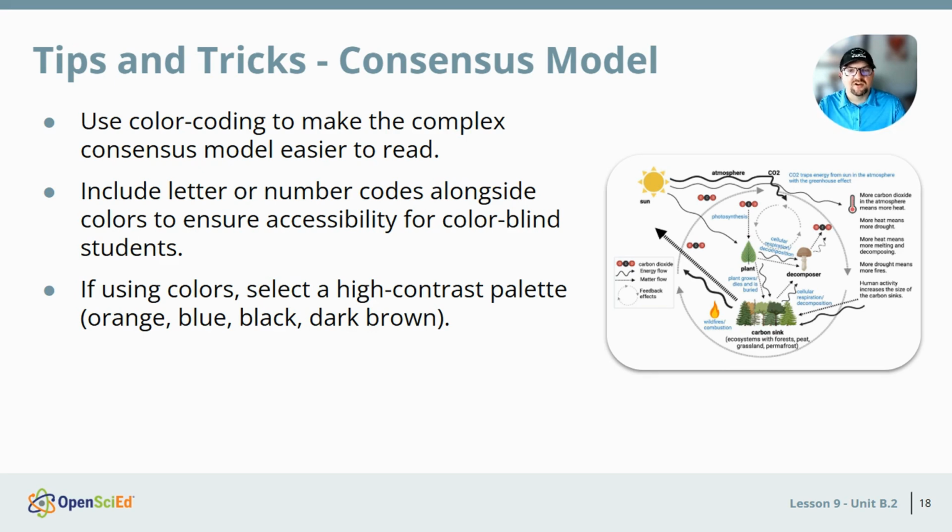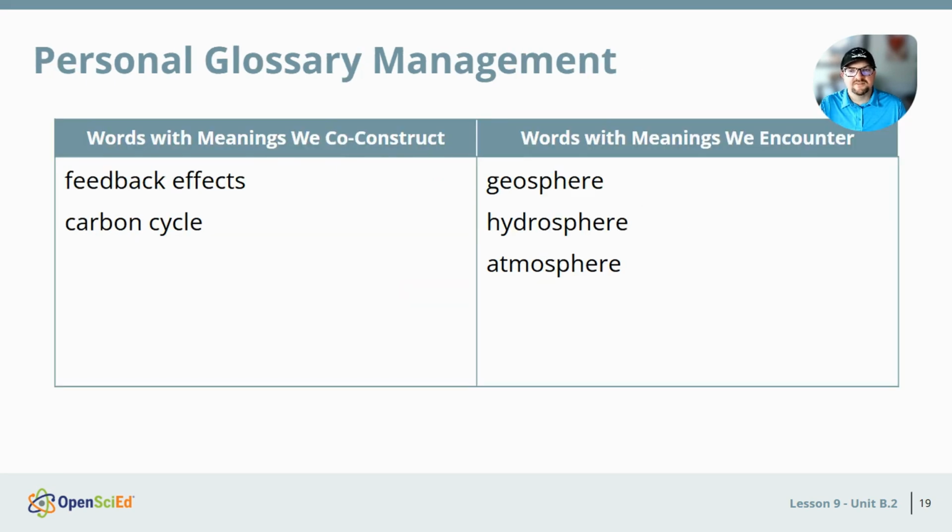When we are co-constructing the complex consensus model together as a class, using color coding on the board is an excellent tool to make the distinct pathways of matter and energy visually clear. However, to make sure the model is fully accessible for any colorblind students, I make it a rule to always pair my color choices with letters or numbers next to the lines. When picking out markers or digital fonts, I recommend sticking to a high-contrast palette like orange, blue, black, or dark brown so that every single student can clearly follow the loops from their seats.